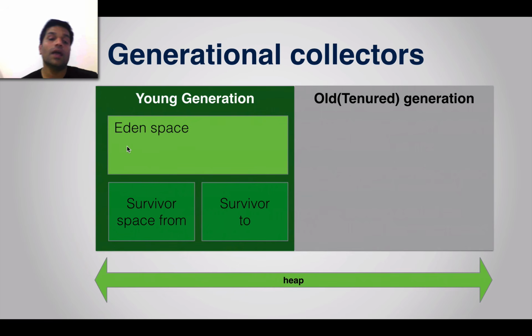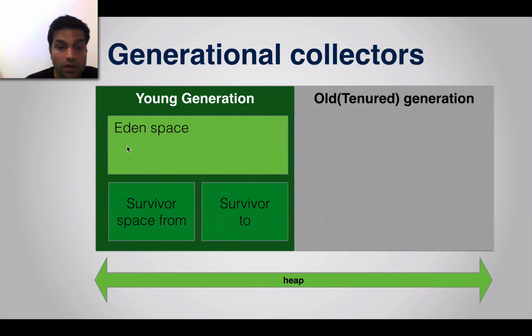Eden space. It's called Eden because it's a reference to the theory of Genesis in the Bible, where according to the books, life was first created in the Garden of Eden. So they just used that name. It's called Eden space, where new objects are created.